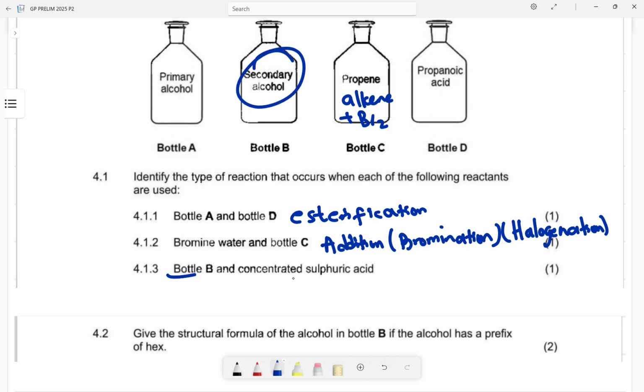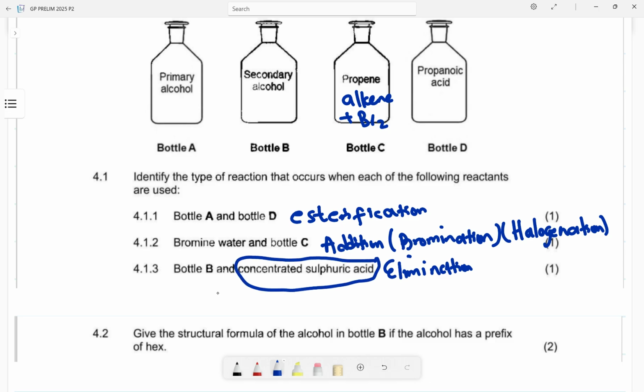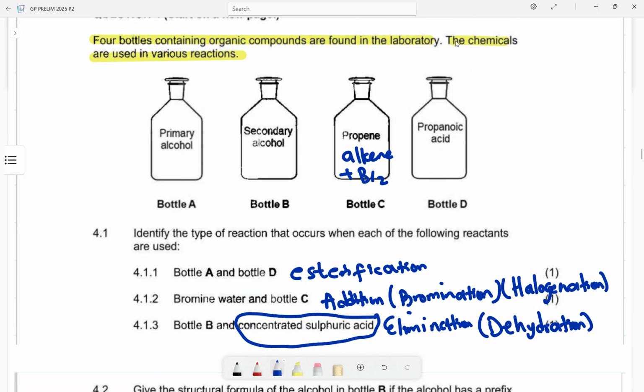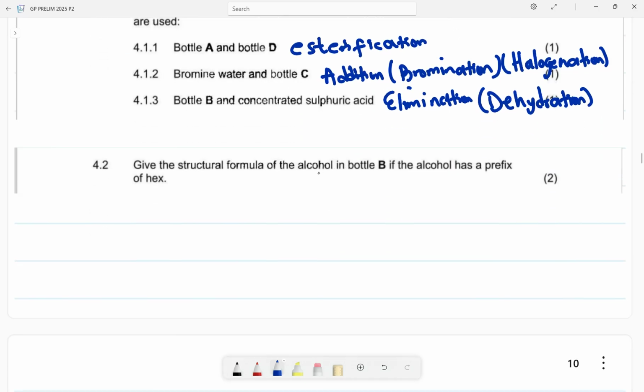alcohol, as well as concentrated sulfuric acid. So I know that alcohol and concentrated sulfuric acid, it's now what? This is the type of elimination reaction. But what kind? When I use concentrated sulfuric acid, I'm gonna take out the water molecule from the alcohol. Therefore, this will be dehydration. It's very important that you know your reaction conditions, guys. Then give the structural formula of the alcohol in bottle B.